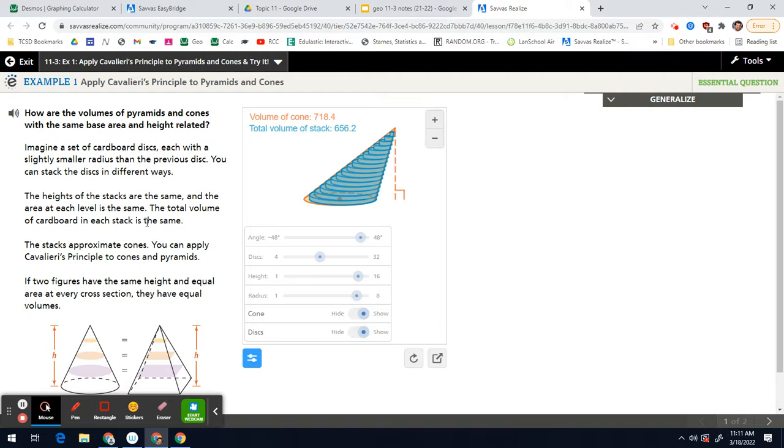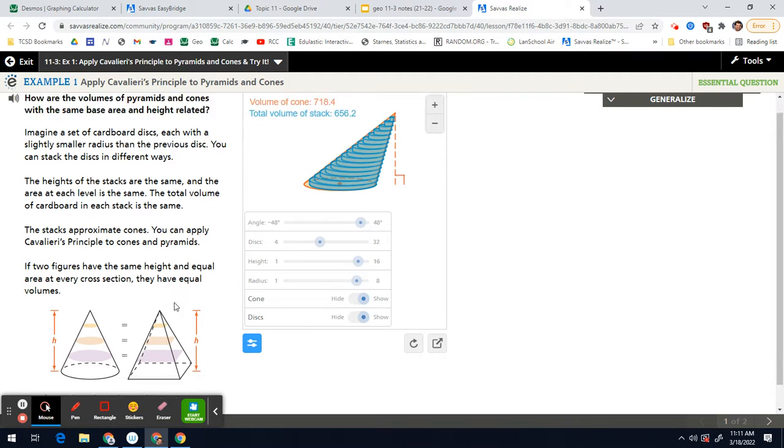So it says the heights of the stacks are the same, so each of those discs is the same, and the area at each level is the same. The total volume of cardboard in each stack is the same. So as I change the stack, it doesn't matter. If I hide the cone, there are the discs. All right. So the idea is that I can apply Cavalieri's Principle to these cones and pyramids.